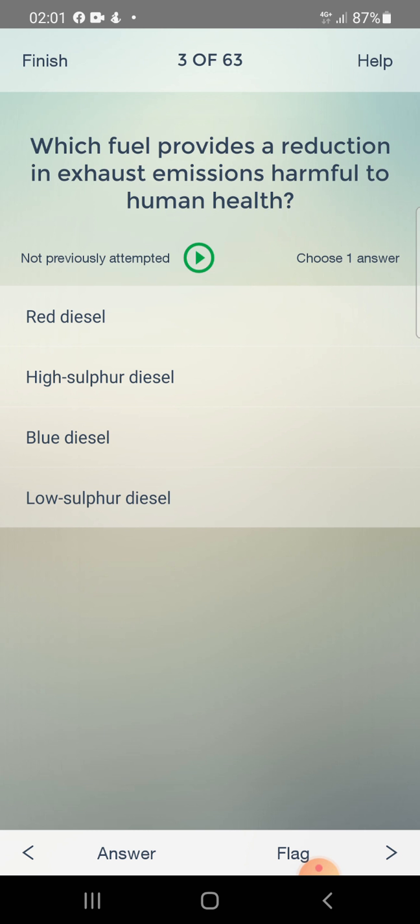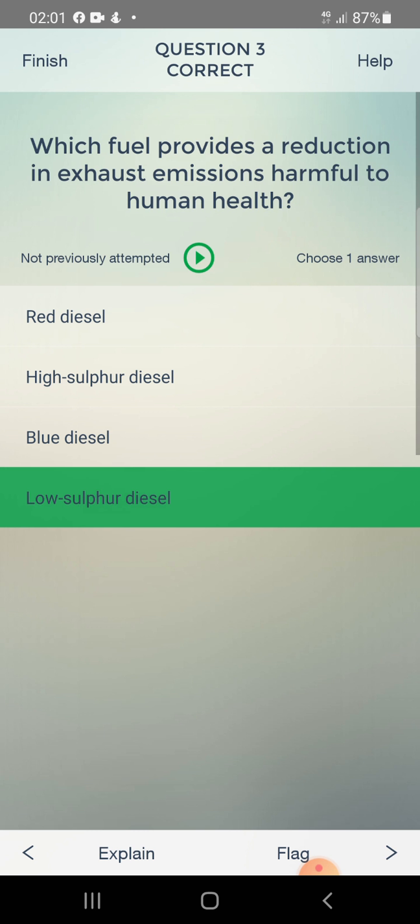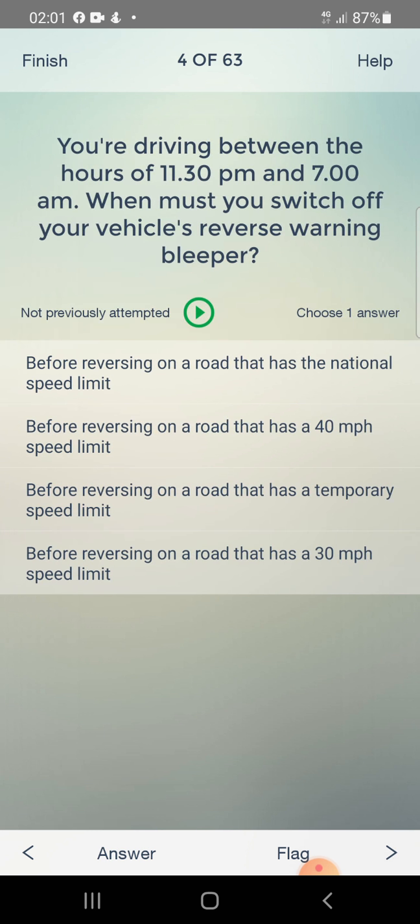So red diesel, high sulfur diesel, blue diesel, low sulfur diesel. Low sulfur diesel. You are driving between the hours of 11:30 p.m. and 7 a.m. When must you switch off your vehicle's reverse warning bleeper?